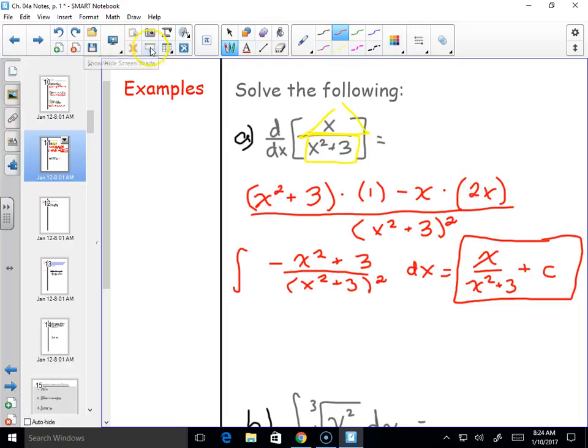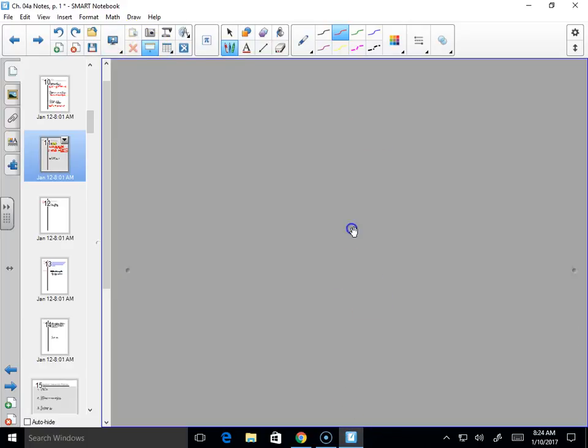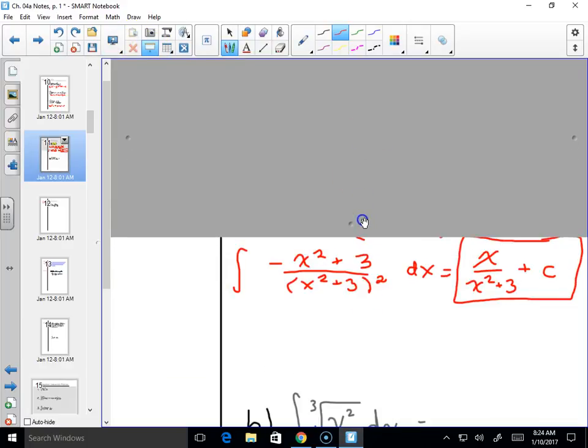If I can find my screen shade user somewhere. There it is. Let's pretend all the top stuff is hidden. Let's pretend this was the question. Would you be able to jump from here to here?